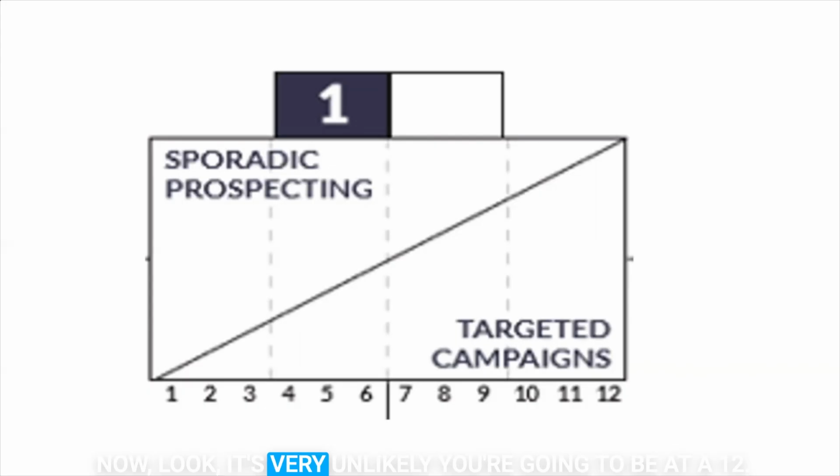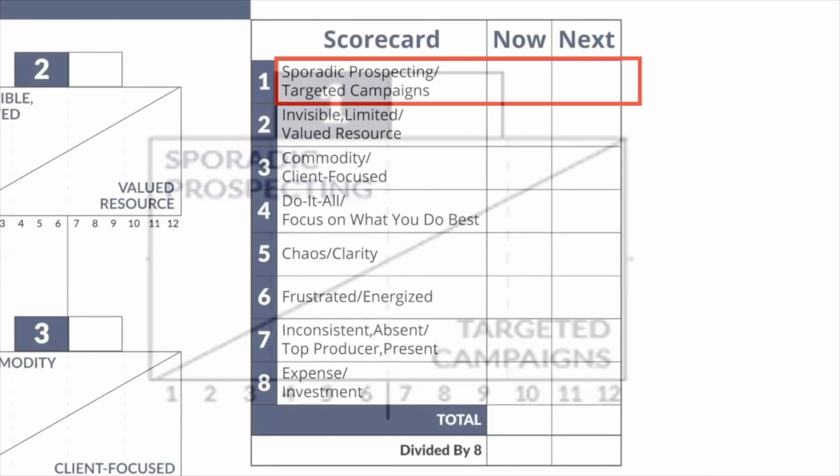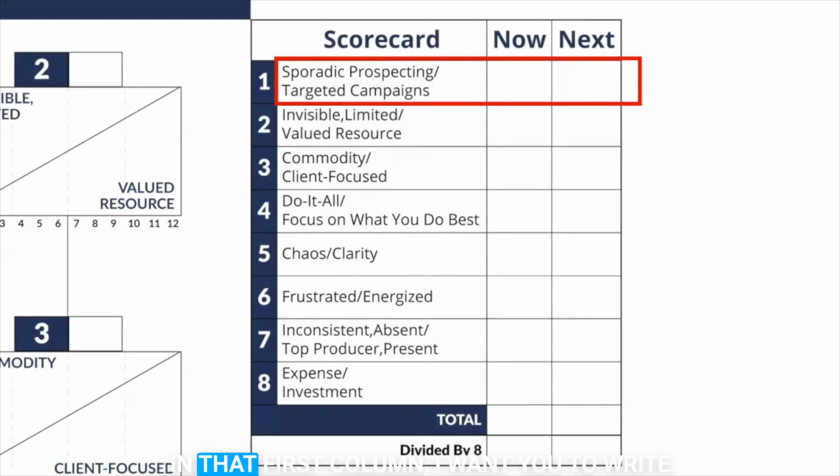Now look, it's very unlikely you're going to be at a 12. Likewise, it's very unlikely you're going to be at a 1. But somewhere in between, where do you believe you are now? Just think about that. So on that scorecard that you identified, in that first column, I want you to write sporadic prospecting versus targeted campaigns. And now I'd like you to fill in where you believe you are now. This is your rating, your personal score. No one else is going to see this but you. But let's know where you are.